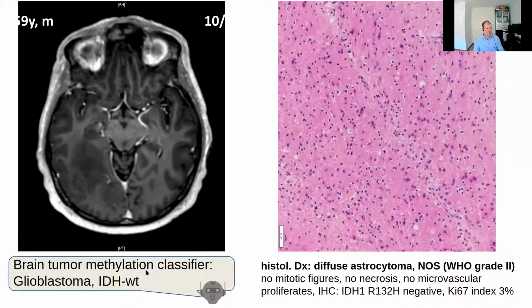However, the classifier, if you took the methylation data set from this file, would tell you this is a glioblastoma, meaning the most malignant brain tumor of the adult, also the most common form. And this diagnosis in terms of histology would be completely incompatible with this image.